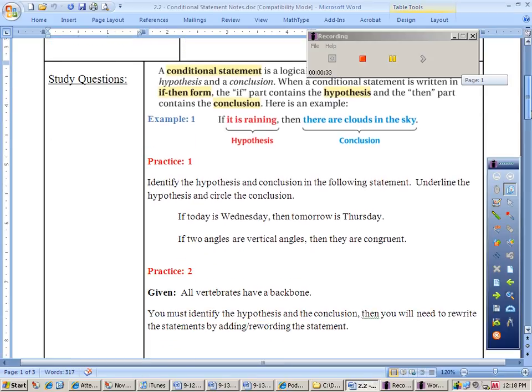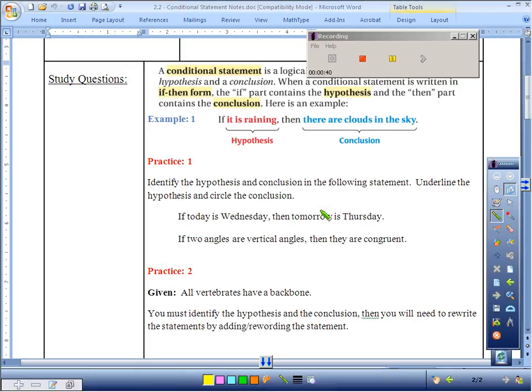So let's practice and see if we're able to identify the hypothesis and the conclusion. The hypothesis here in the first one, if today is Wednesday, and the conclusion, then tomorrow is Thursday. And again, the hypothesis in the second, if two angles are vertical angles, then they are congruent. Hypothesis and conclusions.